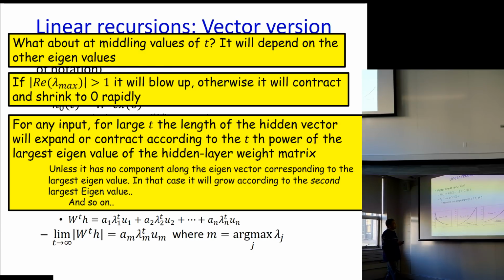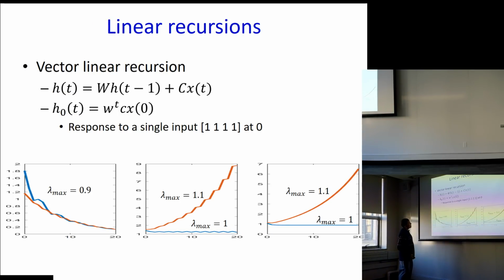So here are some standard behaviors. Here, this is a vector recursion. I have started with some h and applied the standard recursion over here, for the specific h that I've used. This is a 4-dimensional system, and the input is 1 for the hidden values in all 4 components. And this is what happens when lambda max is 0.9.